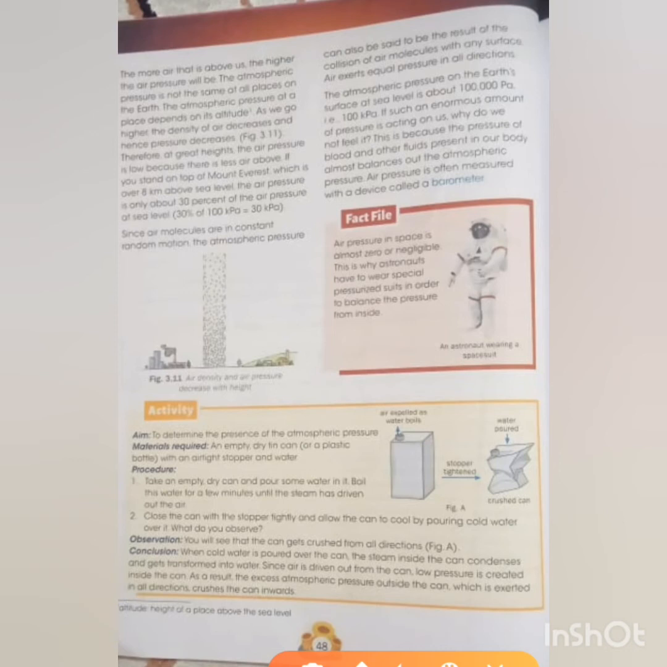Now, since the air molecules are in constant random motion, the atmospheric pressure can also be said to be the result of collision of air molecules with any surface. Air exerts equal pressure in all directions. The atmospheric pressure on the Earth's surface at sea level is about 100,000 Pascal, that is 100 kilopascal.